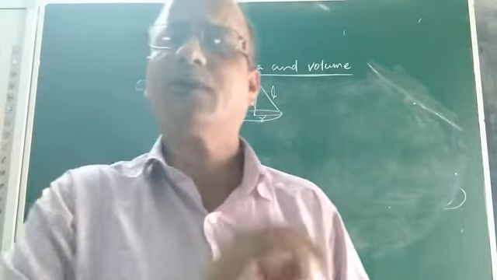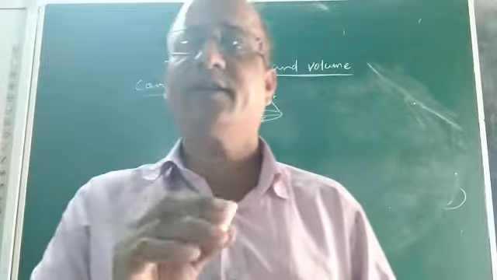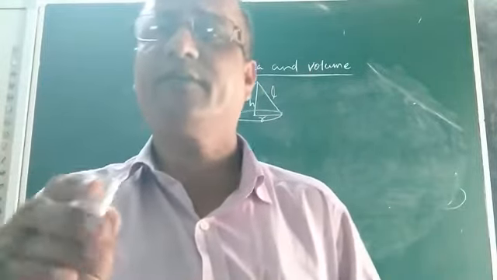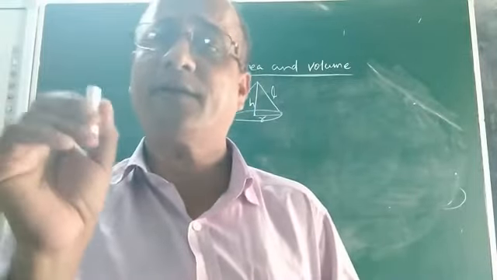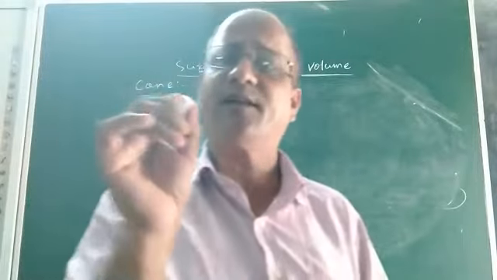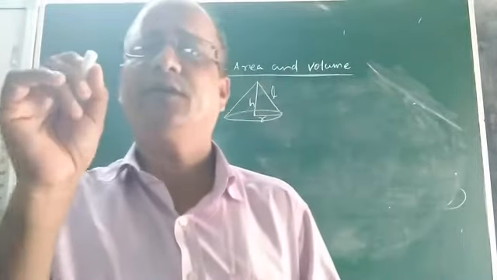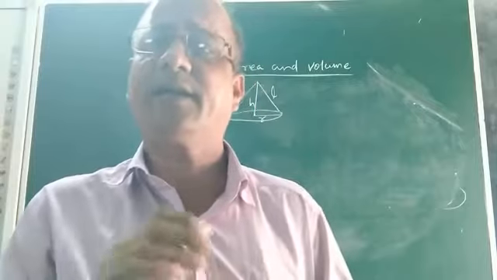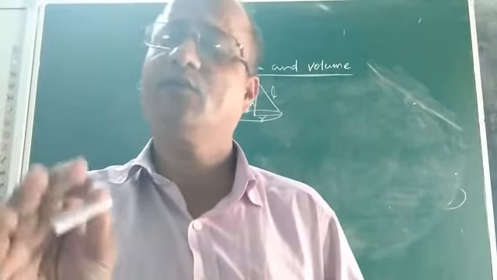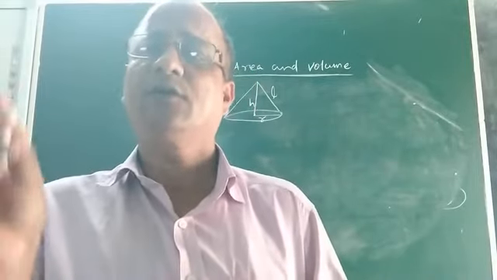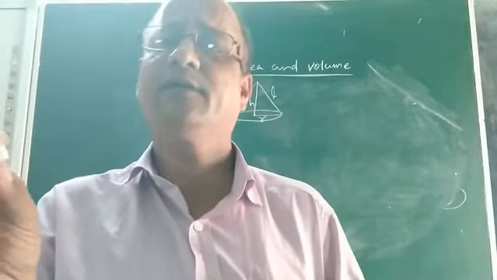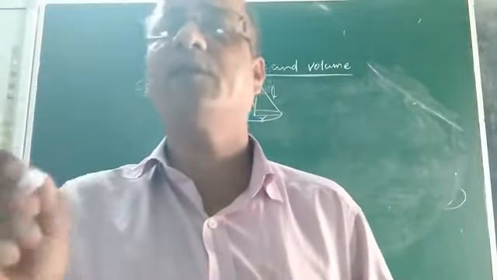Children, you know what a cone is and how it is generated. A cone is a three-dimensional solid. How is this solid generated? By revolving a right triangle about one of its sides. You know this thing from class 9. So today let us discuss directly the formulae to find the surface area and volume of a cone.